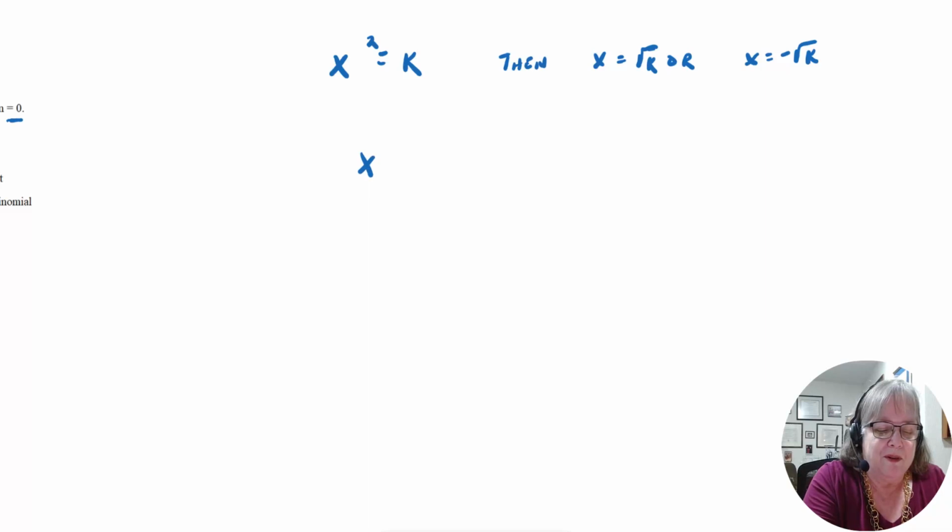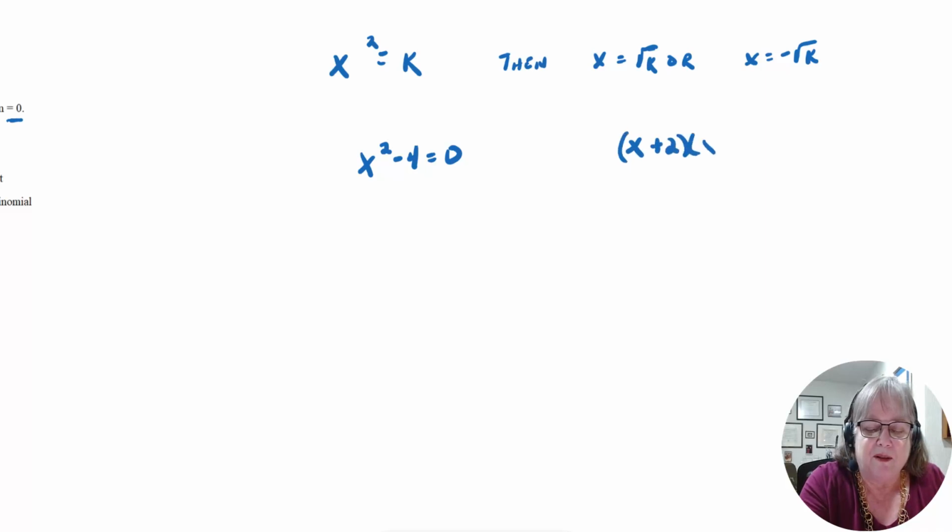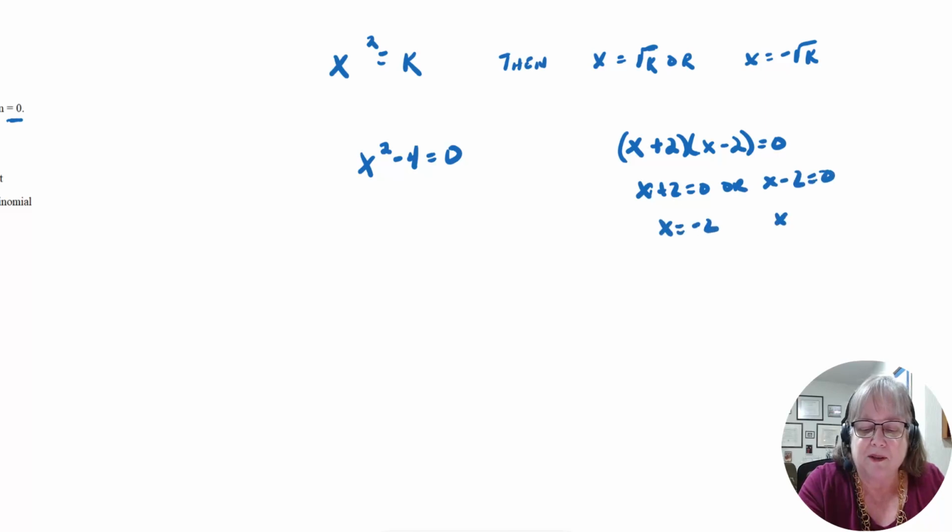Before, we had x squared minus 4 is equal to 0, right? That's what we had in the last video. And we said that's a difference of two squares, and it factors to x plus 2 times x minus 2 is 0. So either x plus 2 is 0 or x minus 2 is 0. So x is minus 2 or x is 2.